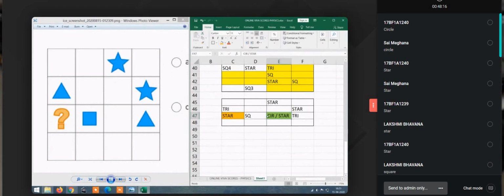So a circle or a star can be in this place. Now what happens is you cannot have a star because you already have a star in that column. So star must be in this first place and circle must be in this place. So this will turn out to be circle and that will turn out to be star. So that should tell you why it is star.